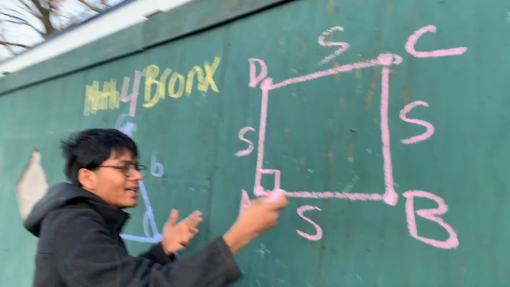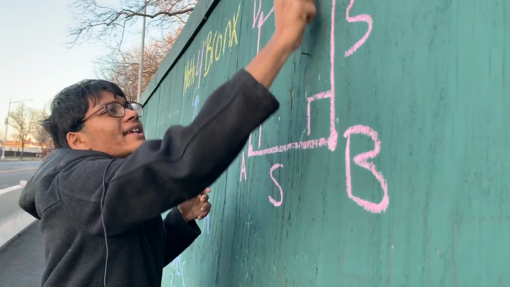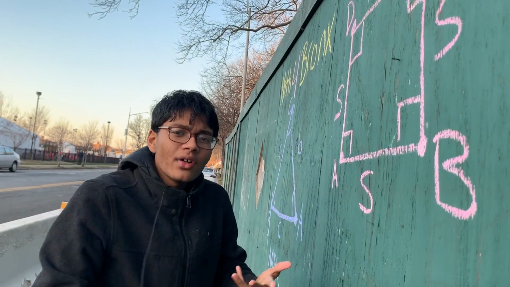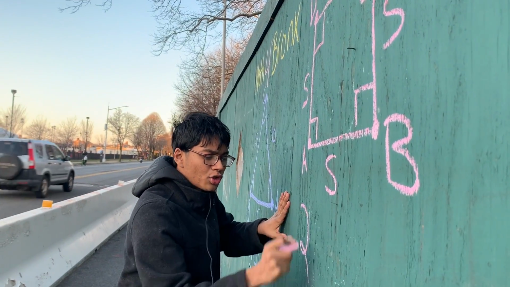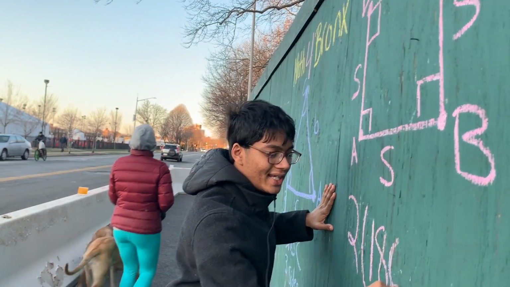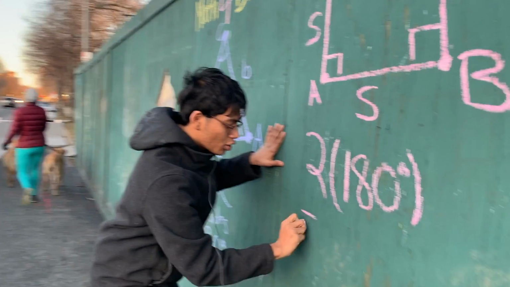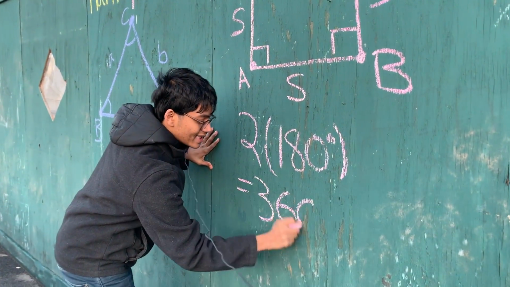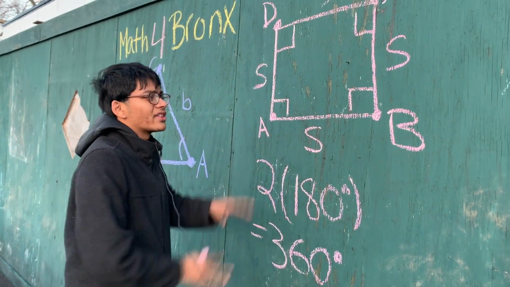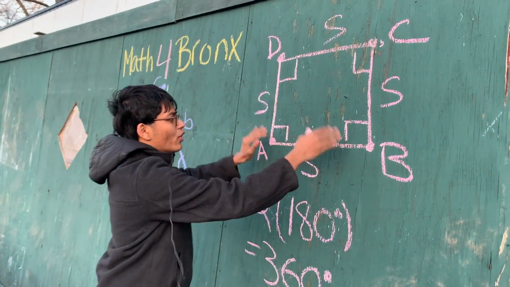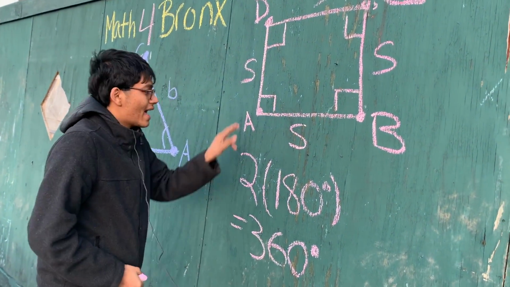It has four sides, so it also has four angles. Now, if it has four angles, what's the total degree measure of a square? Well, it's simply going to be two triangles, right? 2 times 180 degrees is going to give us a total angle measure of 360 degrees for this square. So, just to recap, a square has four sides of equal length, it has four angles that add up to 360, and it has four vertices.